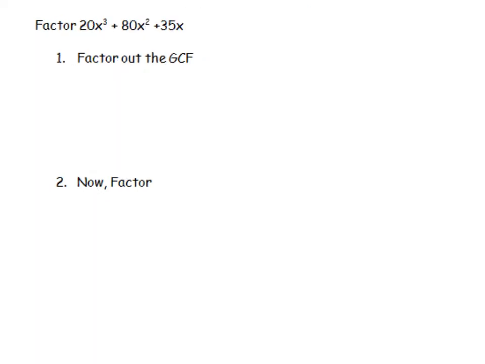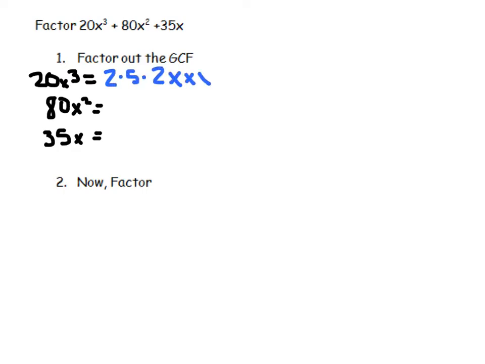Same thing here, let's factor out our GCF. So I have 20x cubed. Alright, so let's break these down. 20 I can break down to 2 times 5 times 2, and x to the third power is 3 x's. 80, I might need to make a factor tree to help me out with 80. Okay, so if I do 80, I know I got 8 times 10. Well, 8 divides to 4 times 2. 4 is 2 times 2. 10 also can be reduced to 2 times 5.